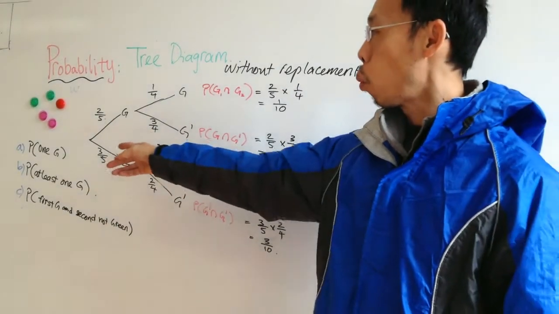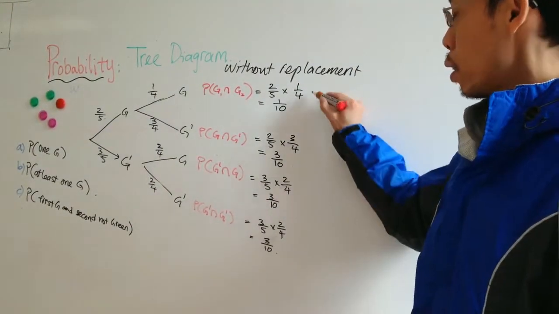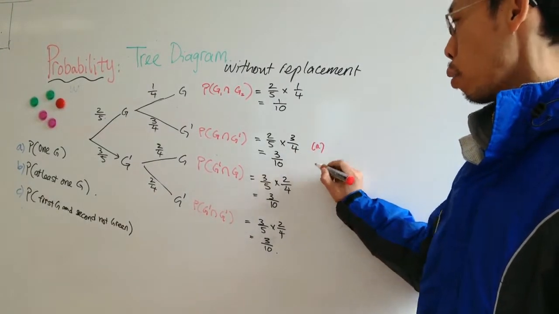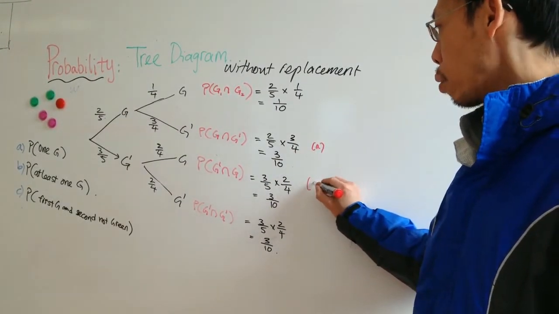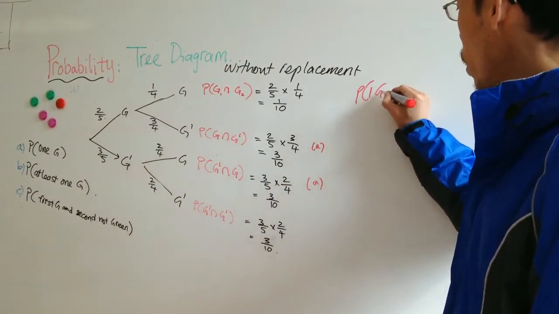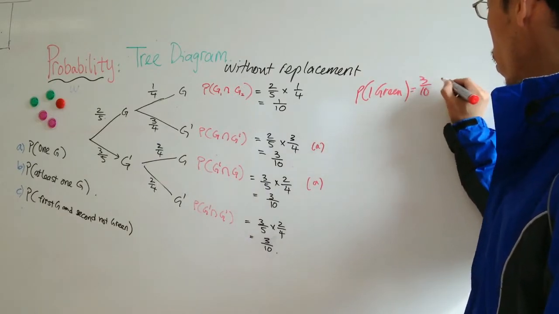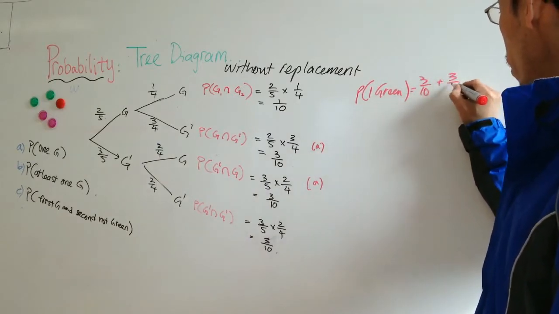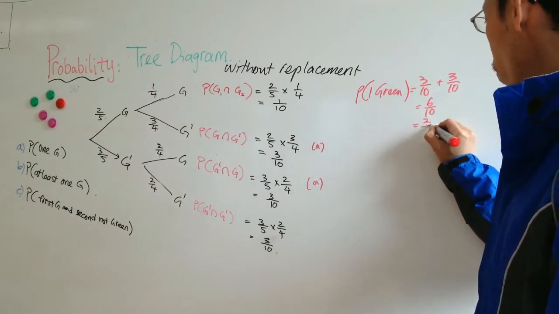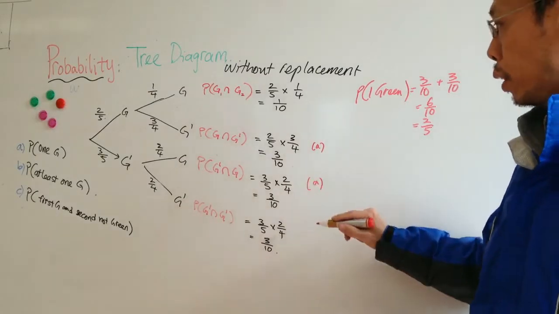Of this problem, so 1 green. Well, 1 green here means this is not okay. So here is okay. So 1 green and not green, not green and green. So there are 2 possibilities here. So the probability of 1 green in this case is just going to be 3/10 plus 3/10. So it's 6/10, or 2/5. Right.